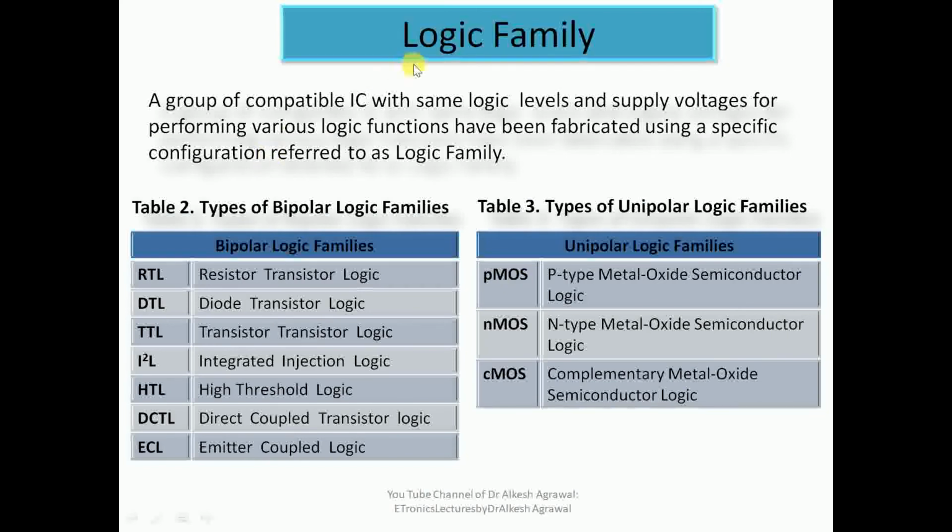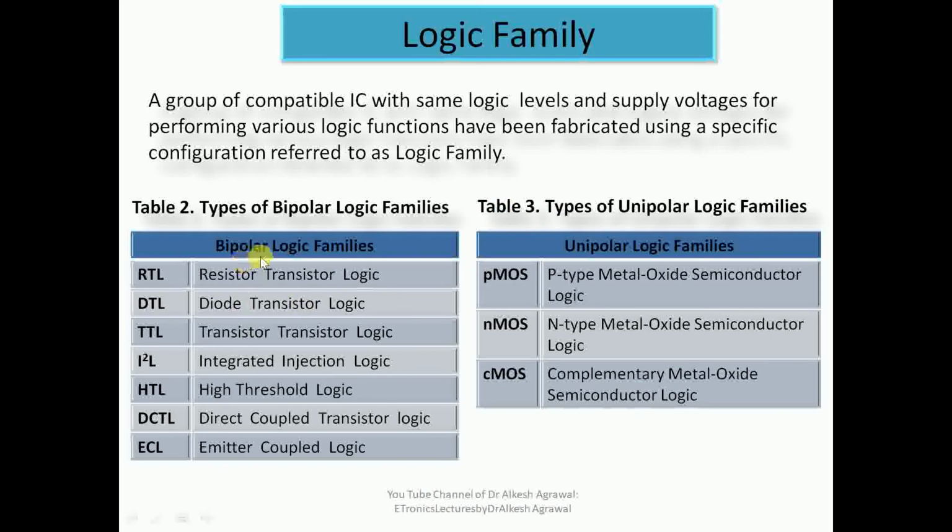So now let us discuss what is a logic family. Initially we discussed an IC and the classification of IC. A logic family is a group of compatible ICs that have the same logic levels and supply voltages, in order to perform various logical as well as arithmetic operations, fabricated using a specific configuration, and that is termed a logic family. We have a broader classification of logic families as bipolar logic families, which are shown in table 2, and unipolar logic families shown in table 3.